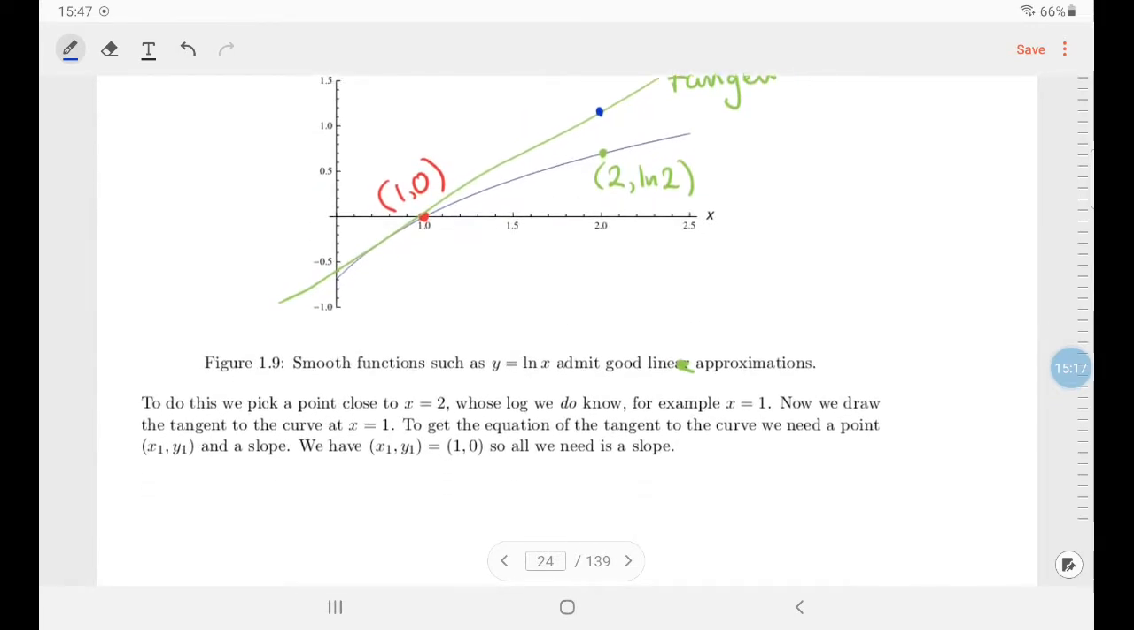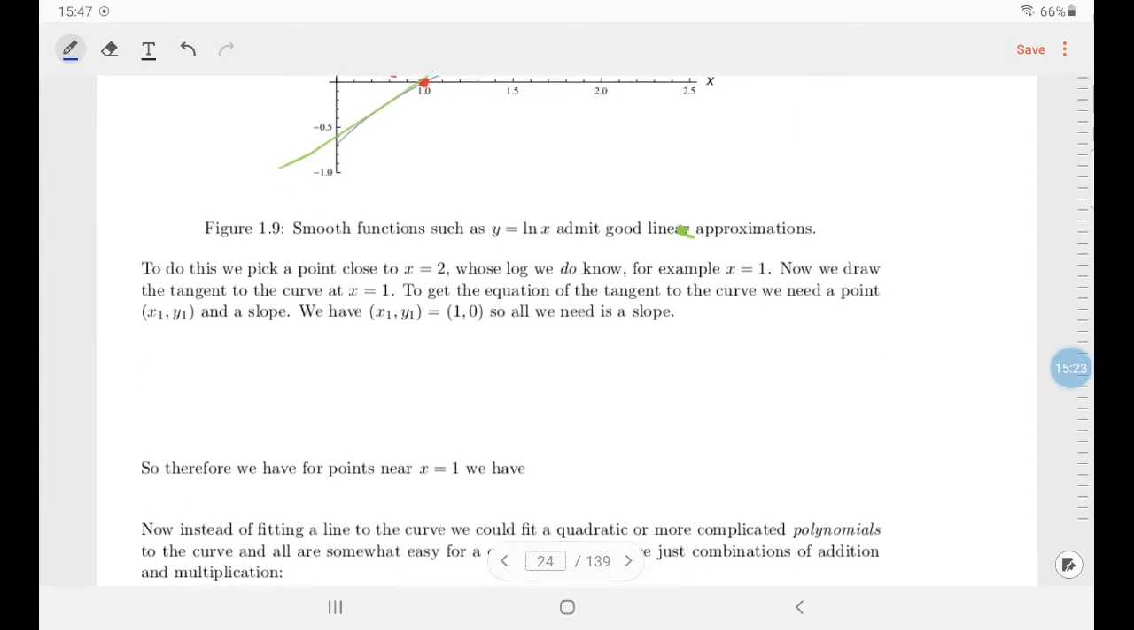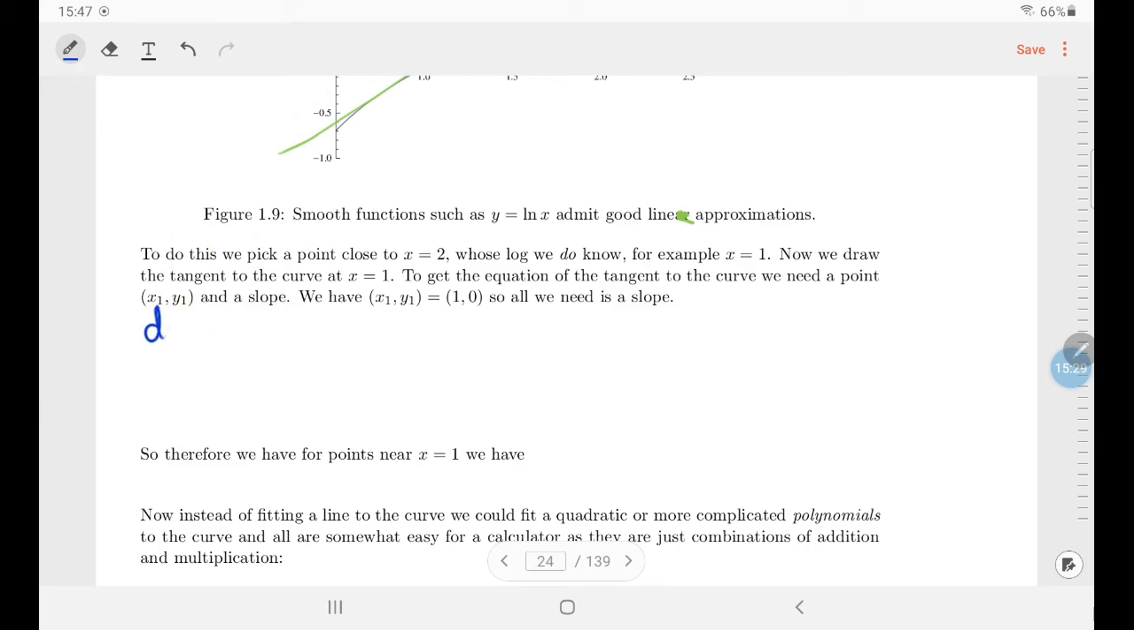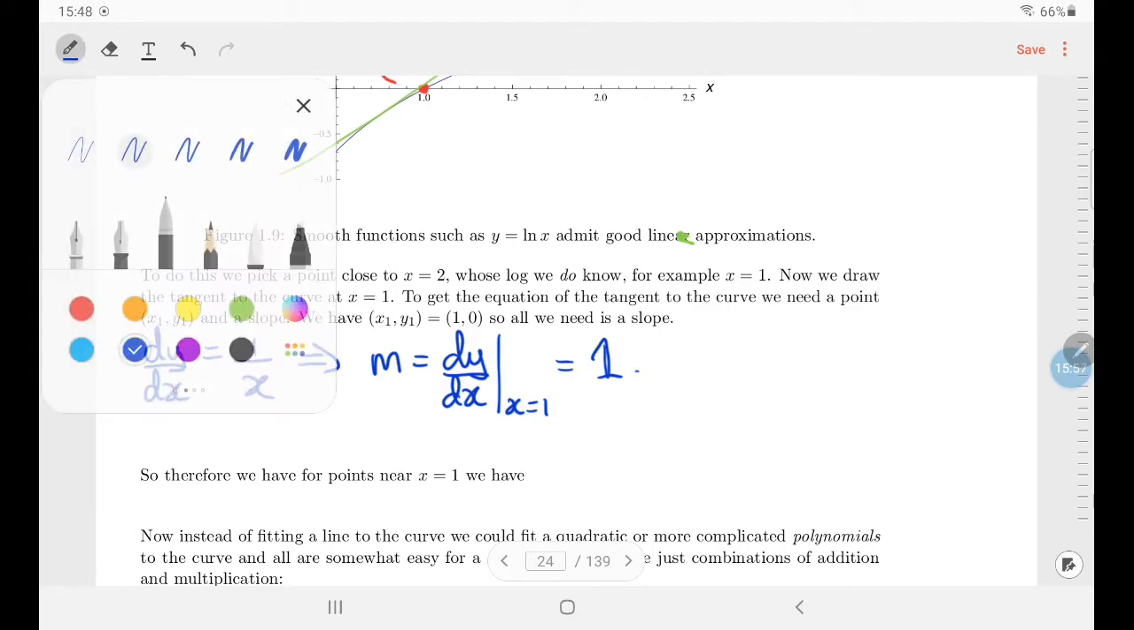So how do you get the slope of the tangent to y equals log of x? Well, the slope is the derivative. So if we want the slope, we're going to have to calculate the derivative of log of x. Do you know the derivative of log of x? It is 1 over x. And therefore, the slope of this line is the derivative evaluated at x equal to 1, because that's the point we're interested in. So I plug x equal to 1 into this, I get 1 over 1, which is equal to 1. So I have a point and a slope. I can do the equation of the line.